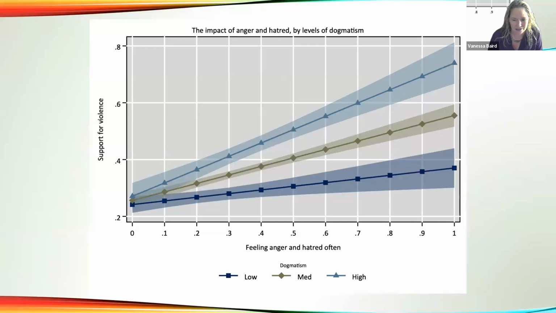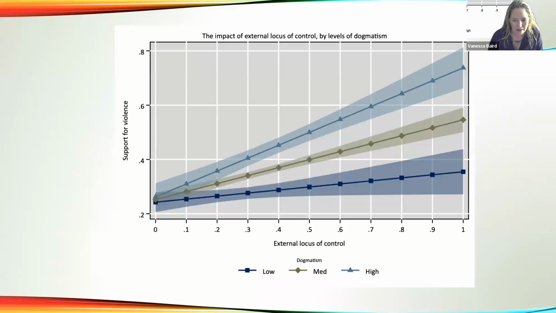Okay. Here's how often you feel anger and hatred in your daily life. Non-political anger and hatred also exacerbates dogmatism. And this is its impact on the loss of agency. If you're not dogmatic, the loss of agency doesn't increase your support for violence. But if you are dogmatic, it really does. And this kind of makes sense, right? Dogmatism is not that strongly correlated positively with support for violence, but it interacts like crazy with every other variable.